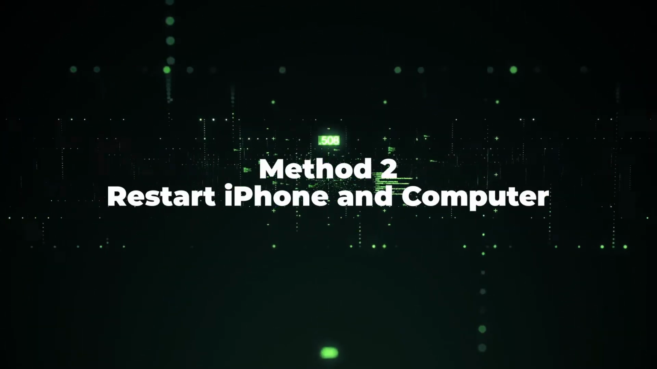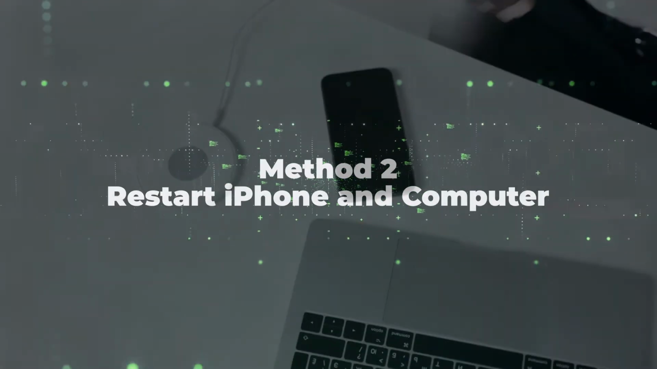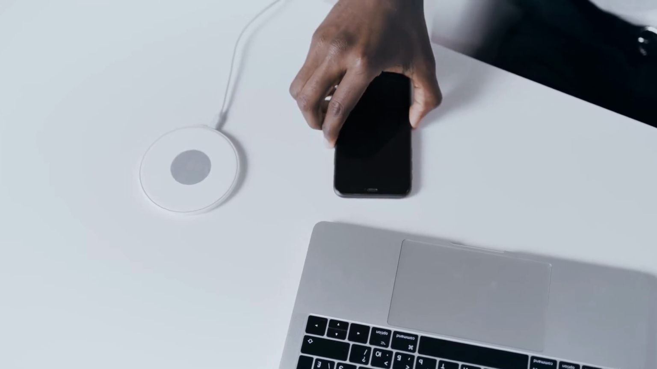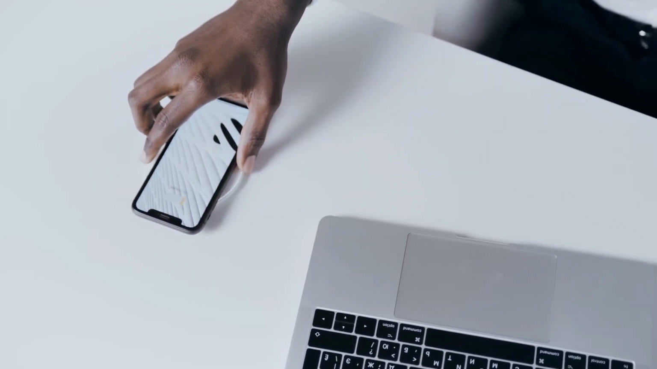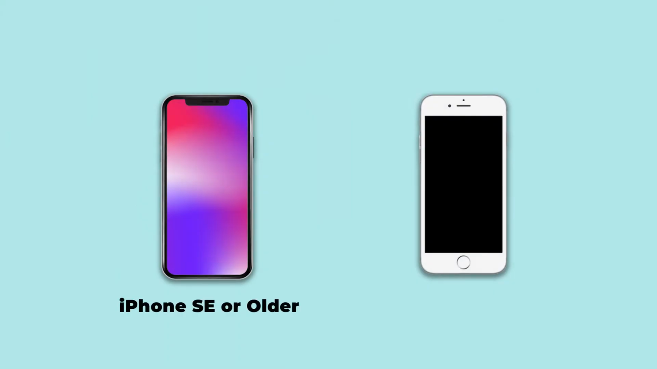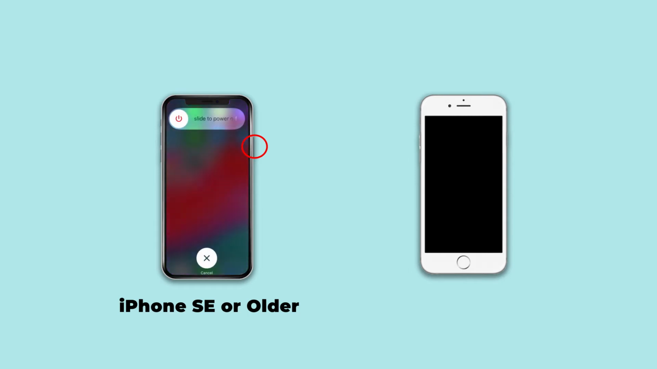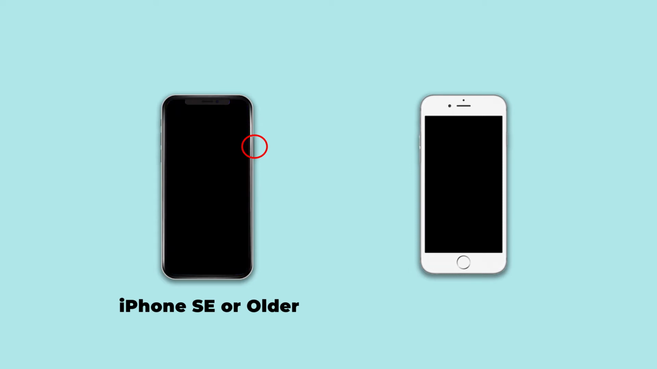Method 2. Restart iPhone and computer. Another simple trick is to restart your iPhone as well as your computer, which may fix the iPhone not showing up in iTunes. To restart iPhone SE or older, 1. Press and hold the side button until the power off slider appears. 2. Drag the slider, then wait 30 seconds for your device to turn off. 3. Press and hold the side button until you see the Apple logo.